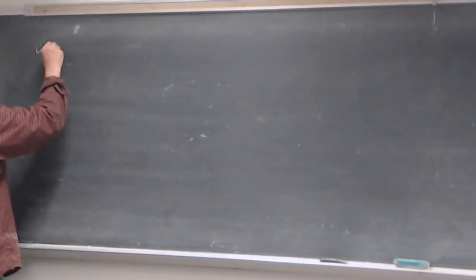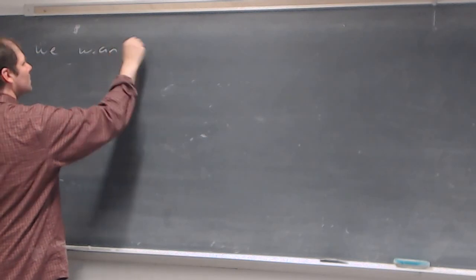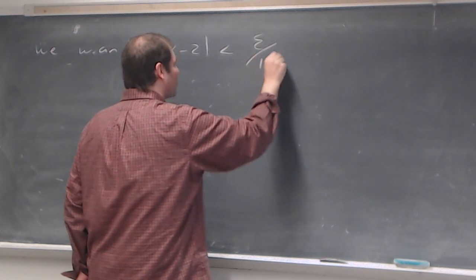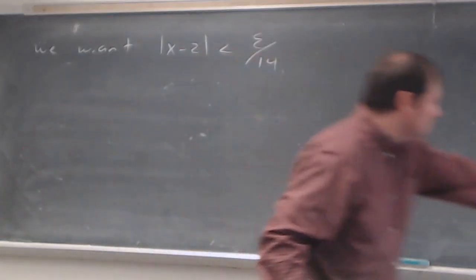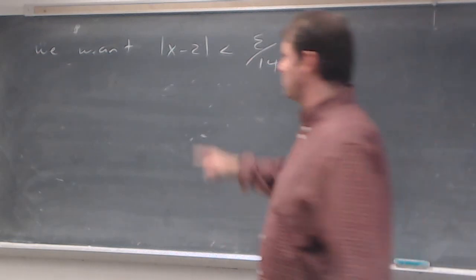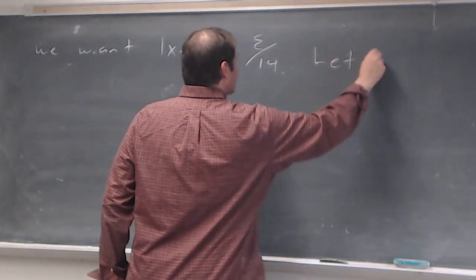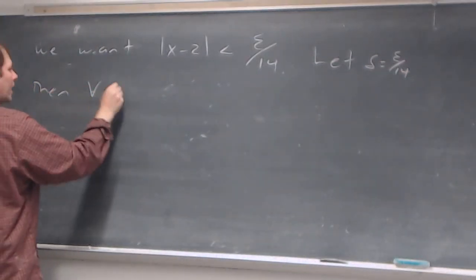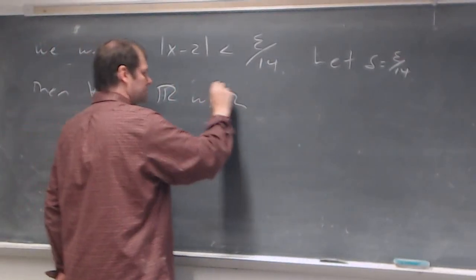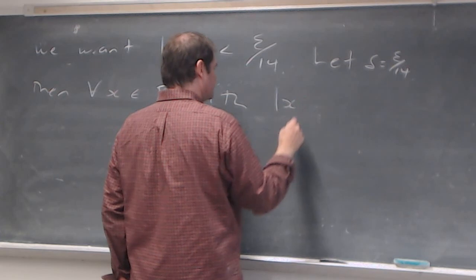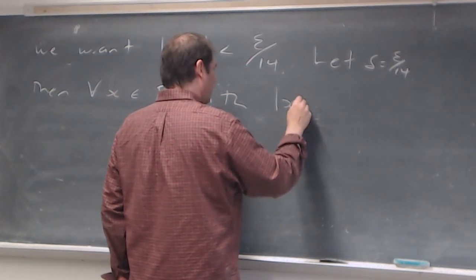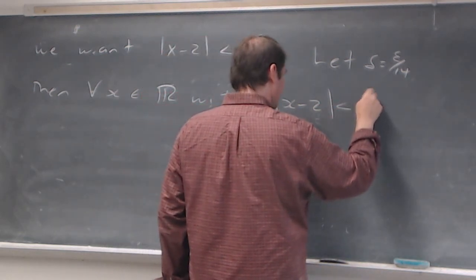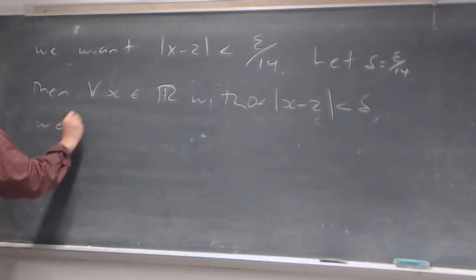So we want the absolute value of x minus 2 to be less than epsilon over 14. There sits the delta. Delta is sitting right there in front of me now. So here, we let delta be equal to epsilon over 14. Then, for all x in R with the absolute value of x minus 2 bigger than 0, okay? And less than delta, we have, so I'm just working with that.